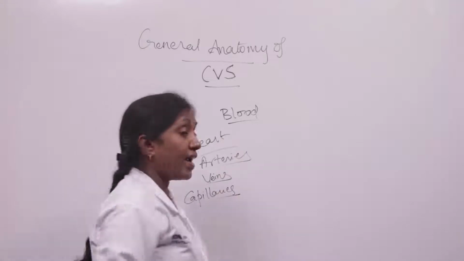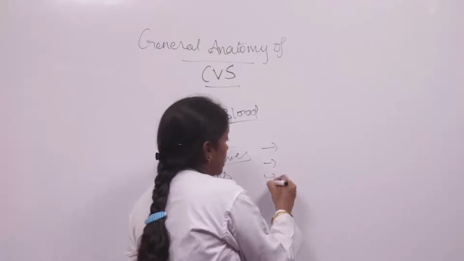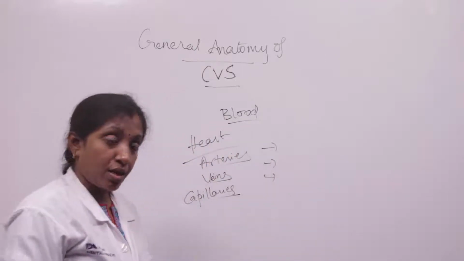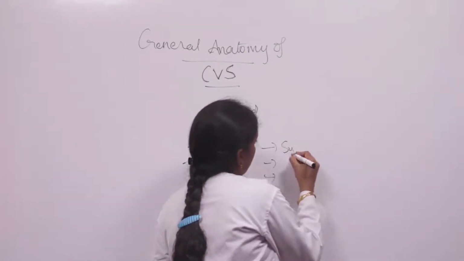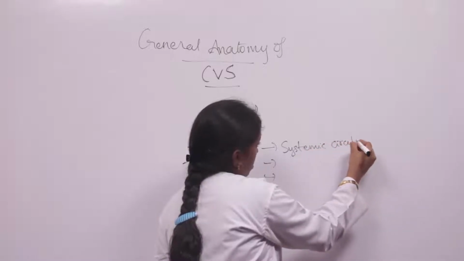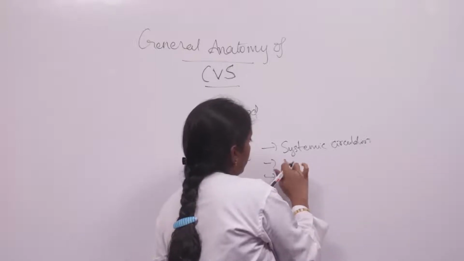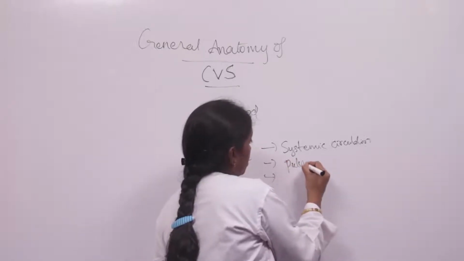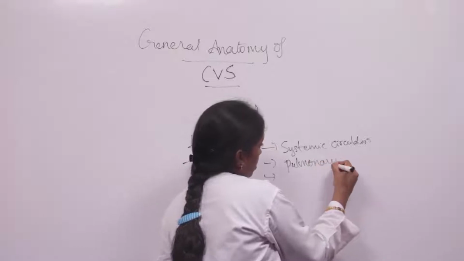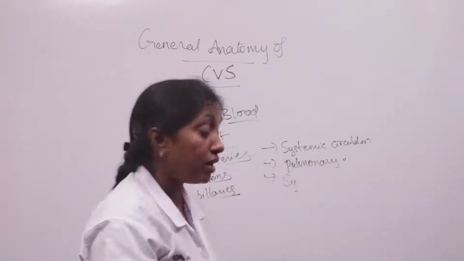We can see 3 types of circulation in the cardiovascular system. One is systemic circulation, the next one is pulmonary circulation, and the third one is portal circulation.